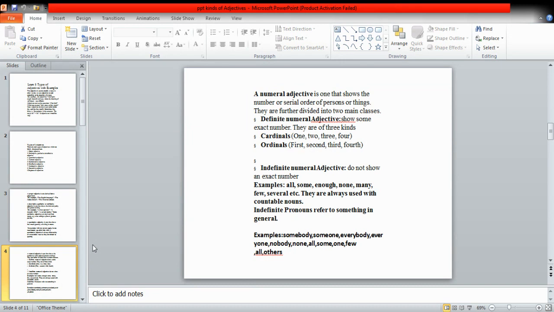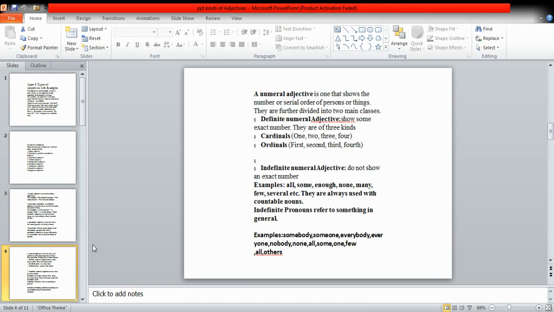Now, the next kind is indefinite numeral adjectives. Why do we call them indefinite numeral adjectives? You will be able to understand the indefinite numeral adjective if you know very well the indefinite pronouns. Because indefinite numeral adjectives and indefinite pronouns are the same, just their usage in the sentence will be different. Indefinite pronouns will be acting as a pronoun in the sentence, and indefinite numeral adjective would be following a noun in order to tell their quality. And they will always follow a countable noun.